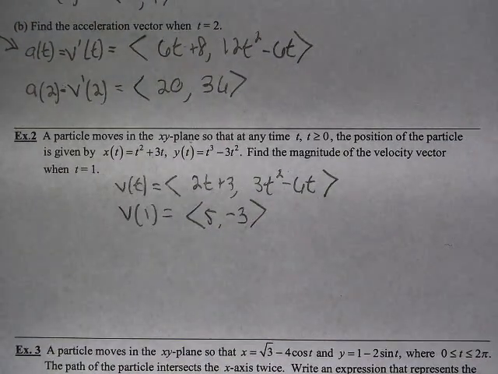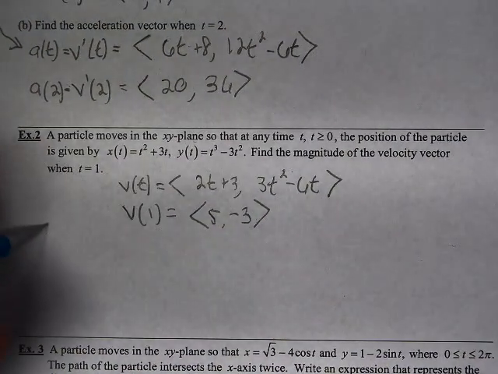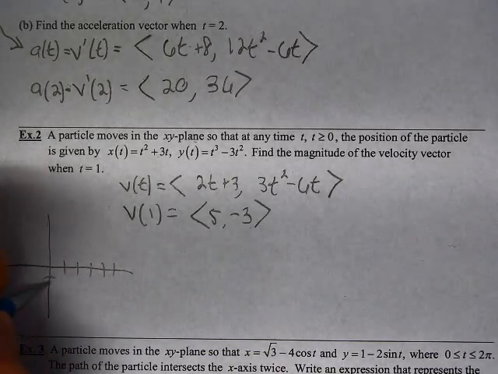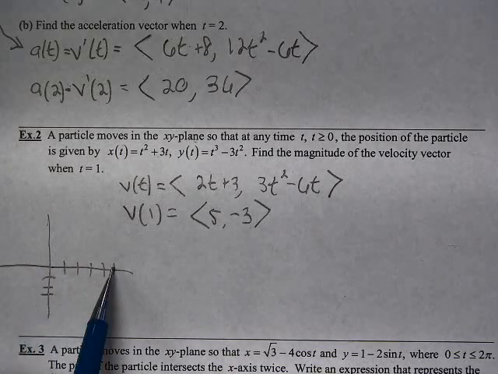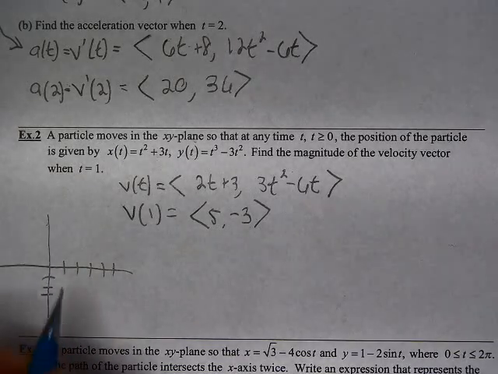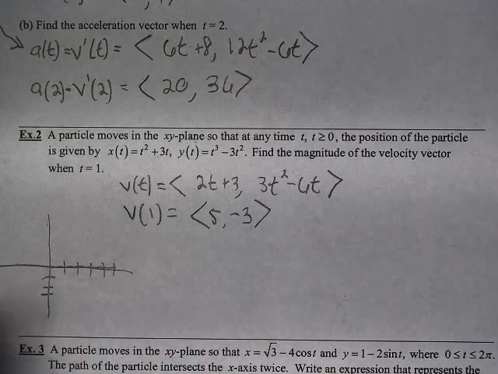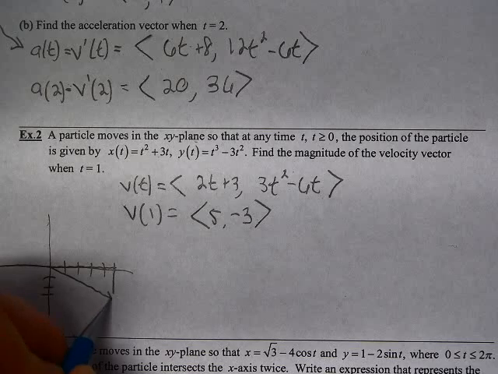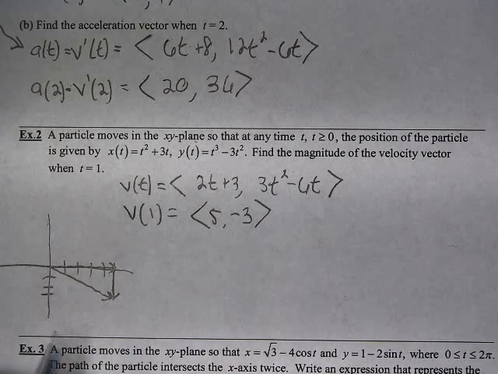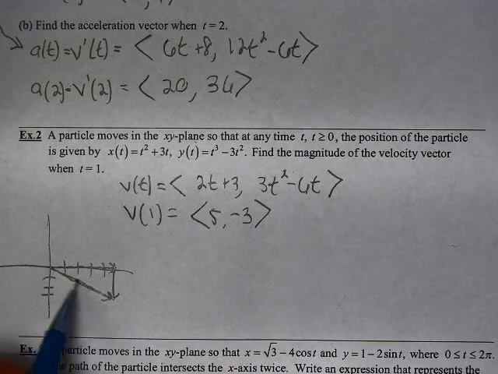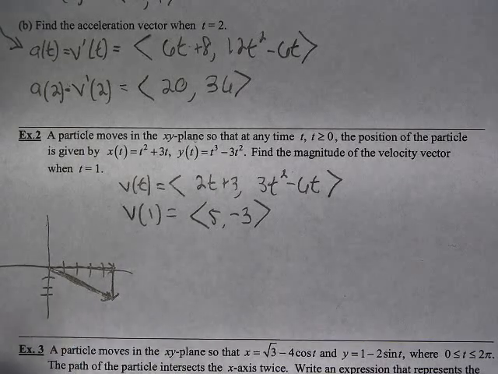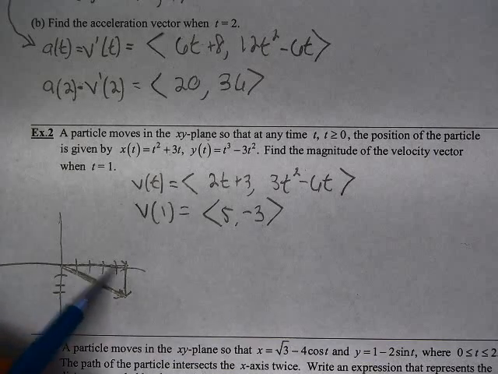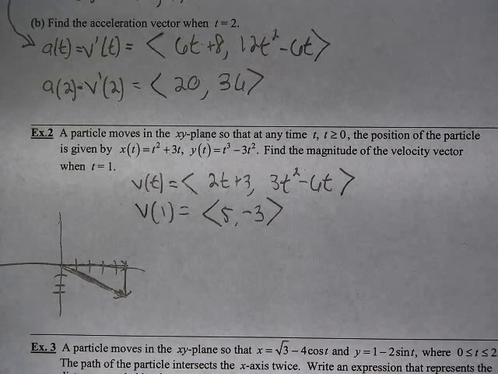All right. So think about this velocity vector just in terms of, we have a horizontal component of 5 and a vertical component of negative 3. So the resultant velocity vector is going to look something like this. And all we really want to know is what's the length of that velocity vector. That's the magnitude of the velocity vector. So it's really just an easy Pythagorean theorem kind of idea.